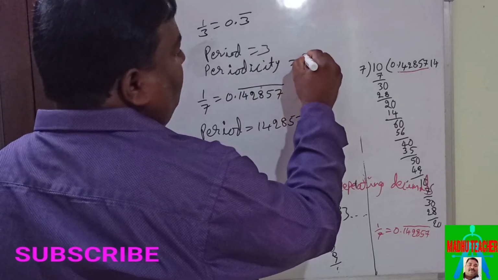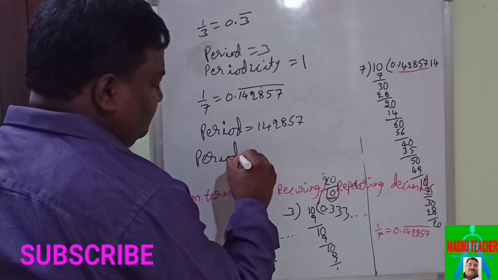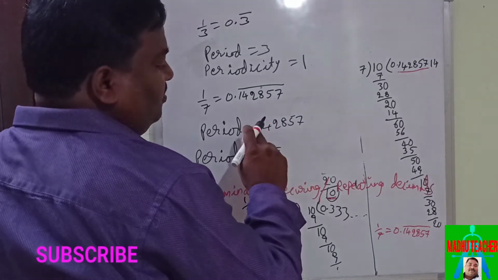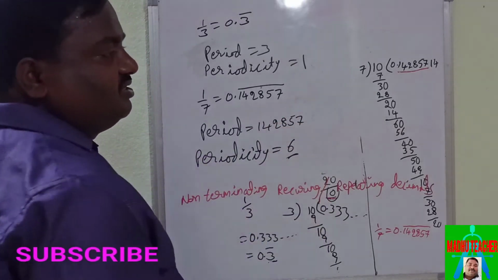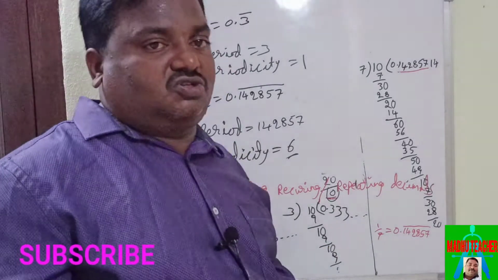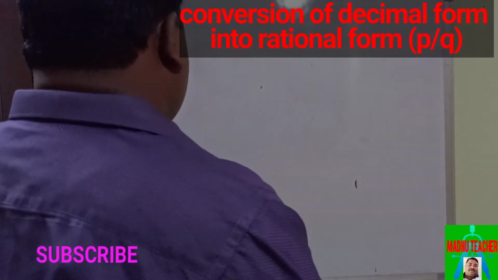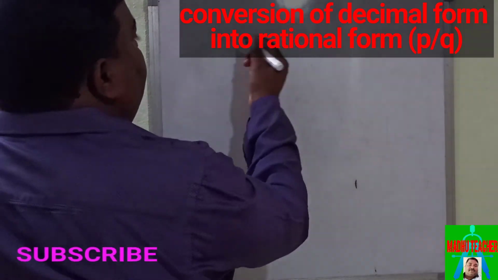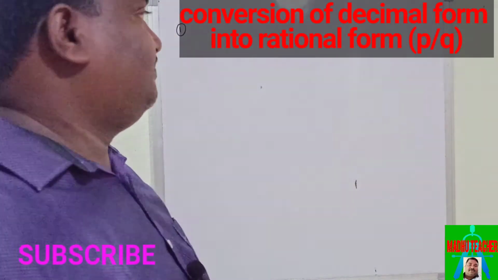How many are there? 1 2 3 4 5 6. So the periodicity is 6. Okay, this is about decimal forms. Next, conversion of decimal form into rational form. So first of all, terminating decimal into rational form.